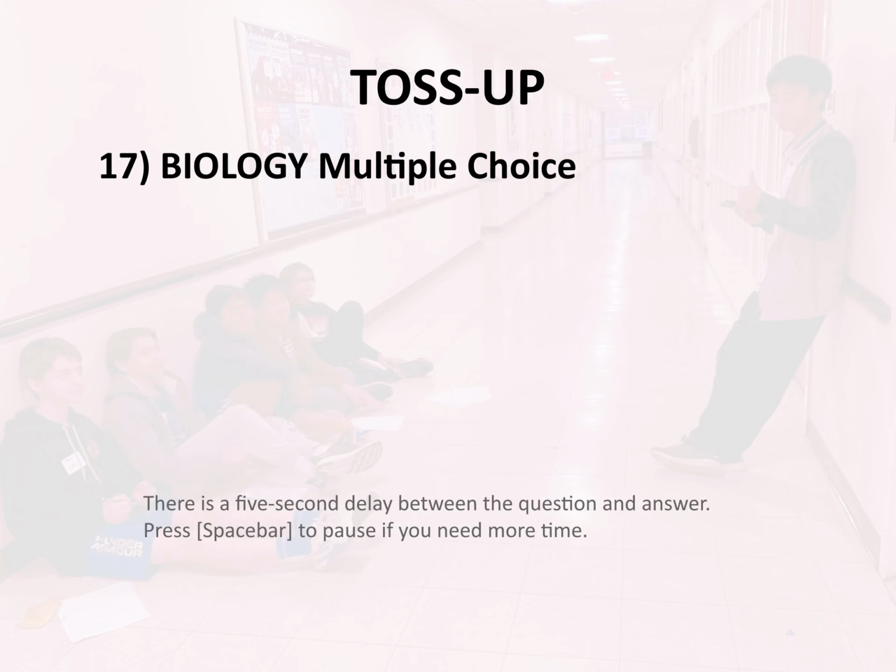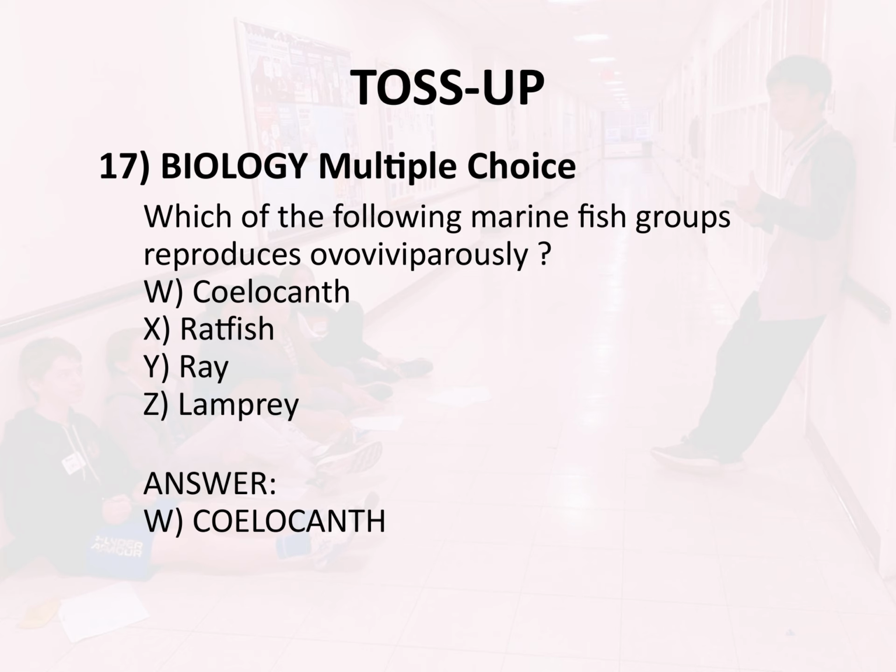Toss-up 17. Biology. Multiple choice. Which of the following marine fish groups reproduces ovoviviparously? W. Coelacanth. X. Ratfish. Y. Ray. Z. Lamprey. Answer: W. Coelacanth.